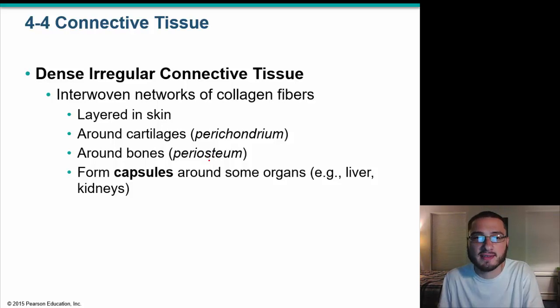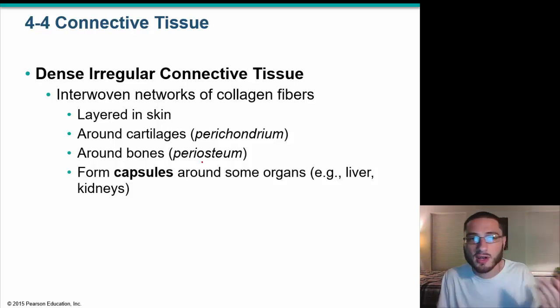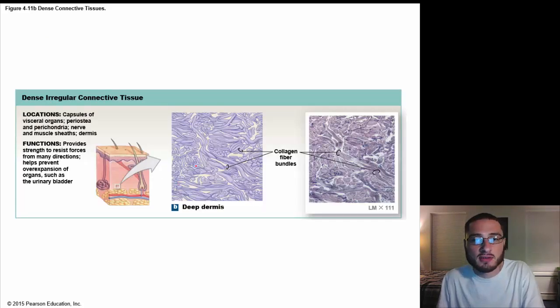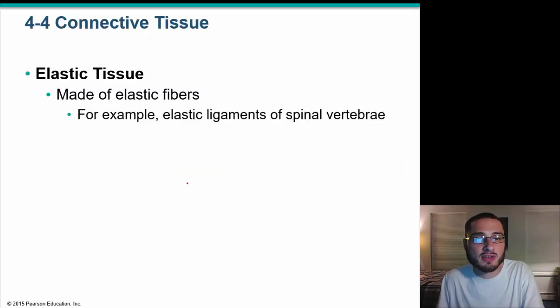We call it a periosteum. We don't say, hey, you know about the dense irregular connective tissue around the bones? We just say the periosteum. So from here on out, after this chapter, you're probably just going to hear about periosteum, perichondrium. You're not going to hear people saying, oh, yeah, the dense irregular tissue in that area by the bone or anything like that. It also forms capsules around some organs, such as the liver and the kidneys. You have a diagram of the dense irregular connective tissue.